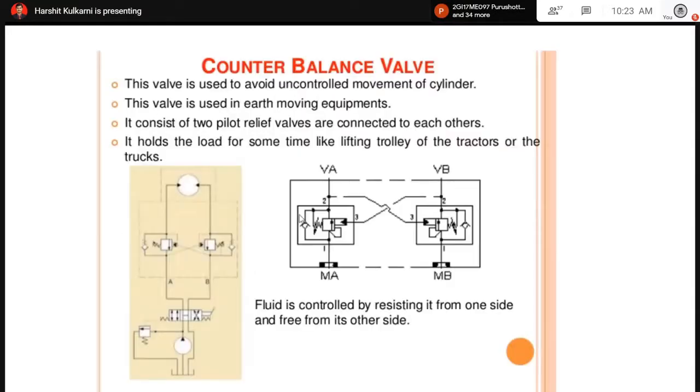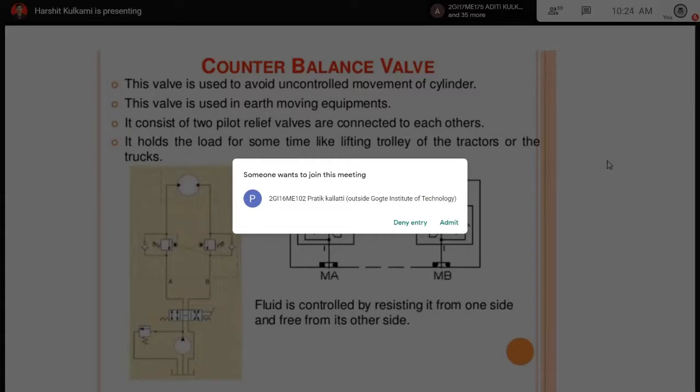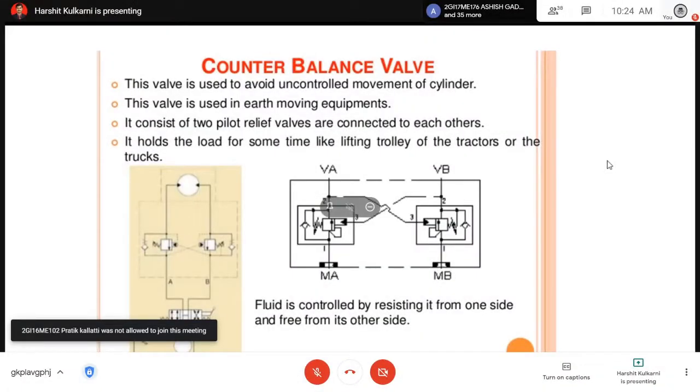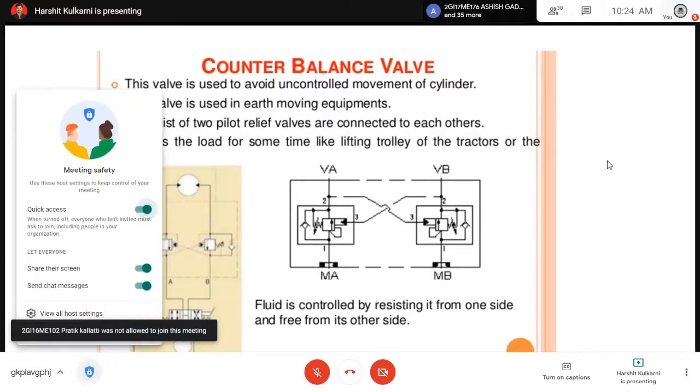Okay. Now, if you see the basic functions of the counterbalance valve, it avoids the uncontrolled movement of the cylinder. Then it is generally used for earth moving equipments, as I explained to you. Okay, it is used for earth moving equipments. What is the construction of a counterbalance valve? It is a combination of two pilot relief valves connected to each other.